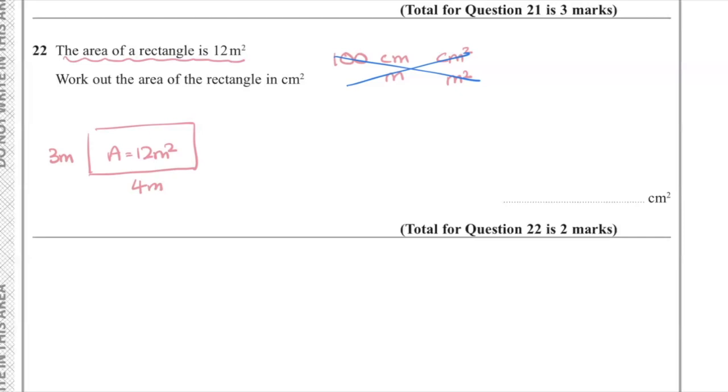All I now have to do is change my units. 400 centimeters is in 4 meters. 300 centimeters is in 3 meters. If I multiply those, I get the rectangle in centimeters squared. And that would be our final answer.